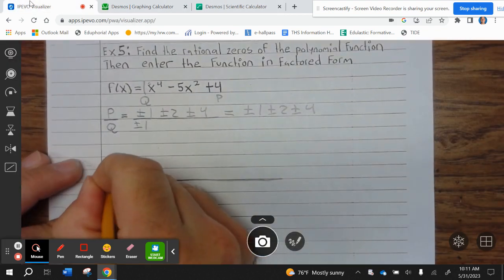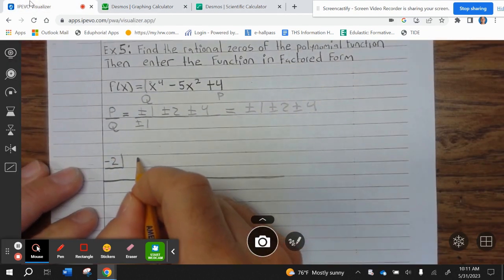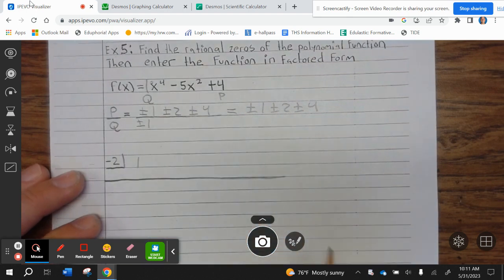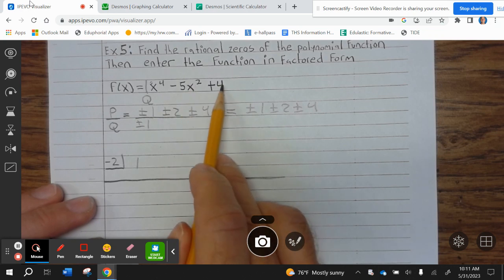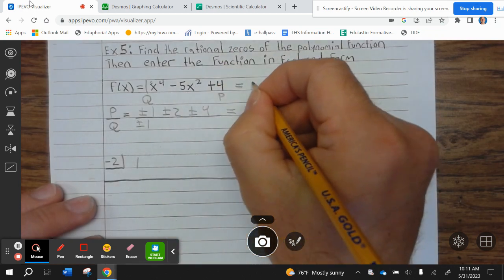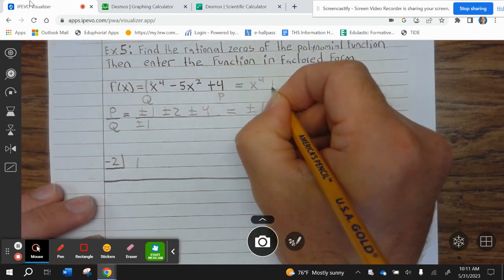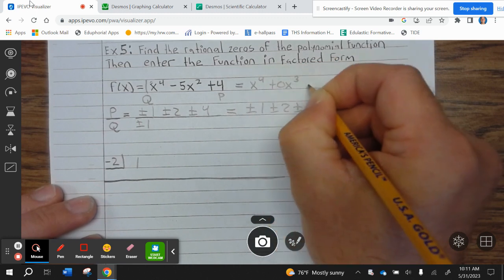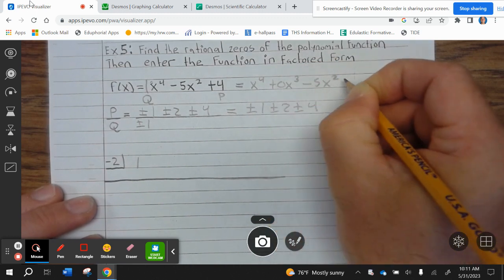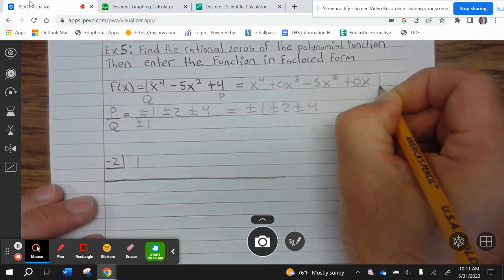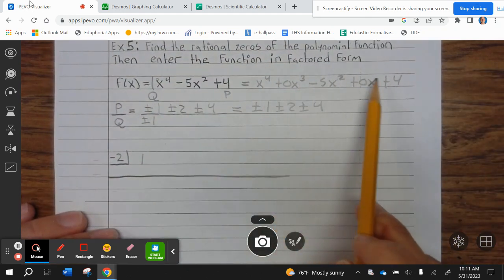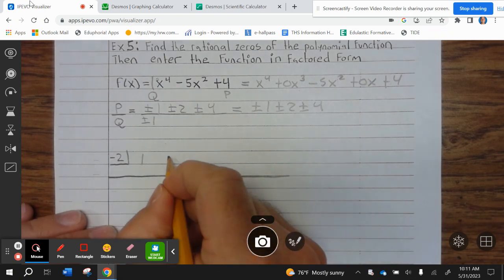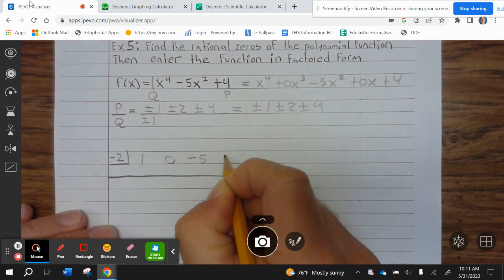Okay, so let's use negative 2. Now we bring down the 1. Now there's a problem though. We have to have all of the degrees. So we need to rewrite this as x to the fourth plus 0x cubed minus 5x squared plus 0x plus 4. When using that division, you need to have every exponent represented. So this is 1, 0, negative 5, 0, 4.